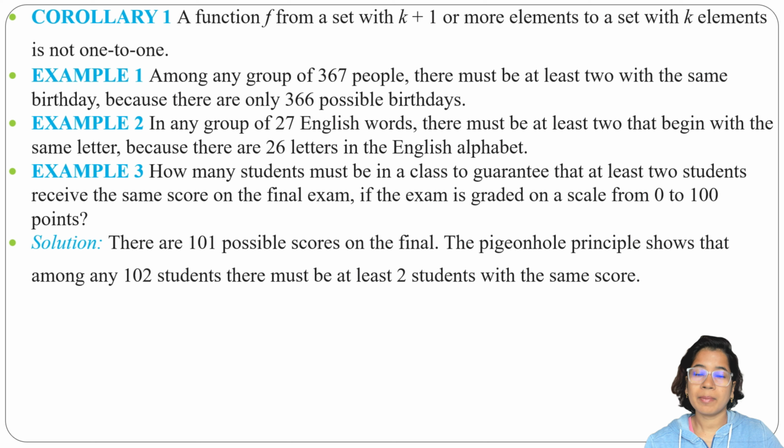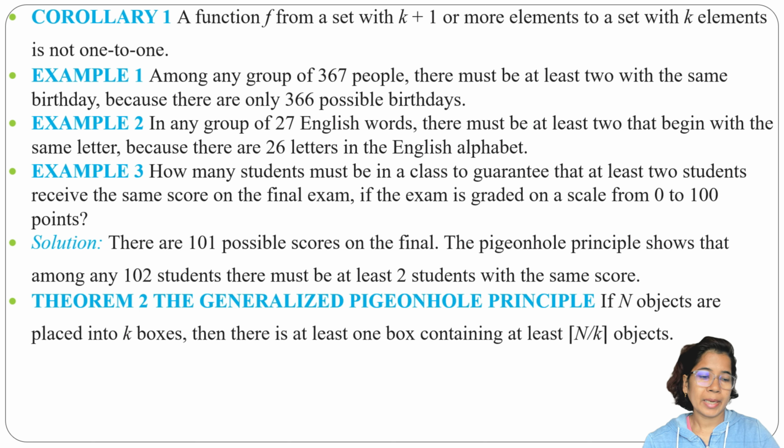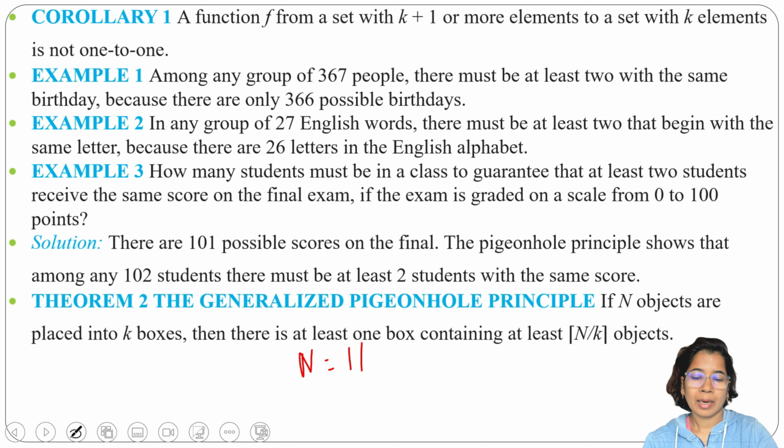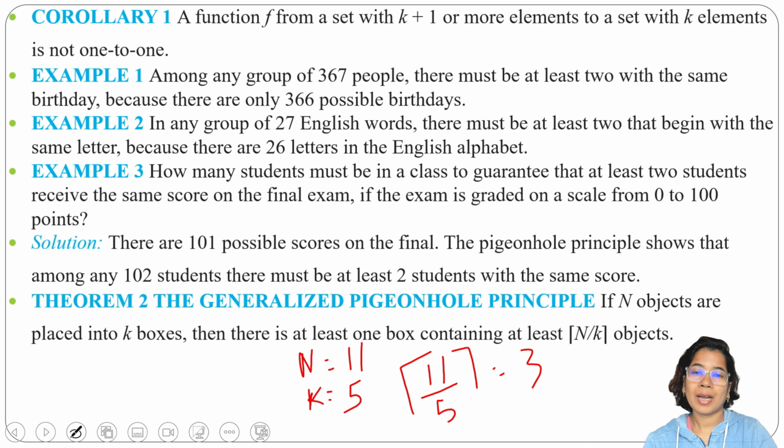Next, theorem 2, it's about the generalized pigeonhole principle. If n objects are placed in k boxes, then there is at least one box containing at least the ceiling of n divided by k objects. Suppose n equals 11 and k equals 5. We have 11 objects and we have 5 boxes. Then there is at least one box containing at least n divided by k objects. 11 divided by 5, its upper bound will be 3. 5 multiplied by 2 is 10. So 2 point something, its upper limit will be 3. There is at least one box that contains 3 objects.